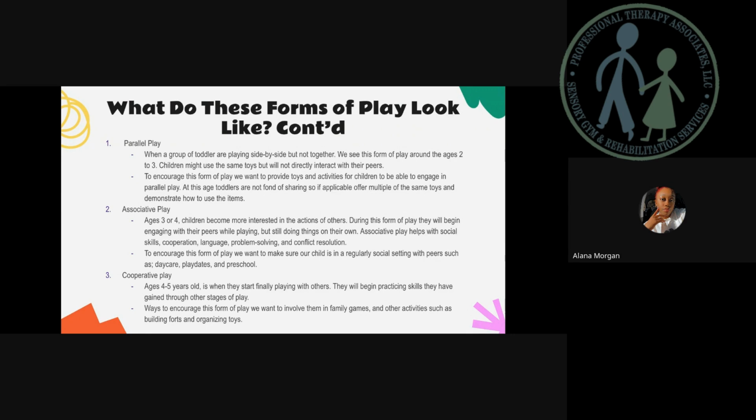Cooperative play, ages 4 to 5 years old, is when they finally start playing with each other. They will begin practicing skills they have gained through other stages of play. Some ways to encourage this form of play are having them involved in family games and other activities such as building forts and organizing toys.